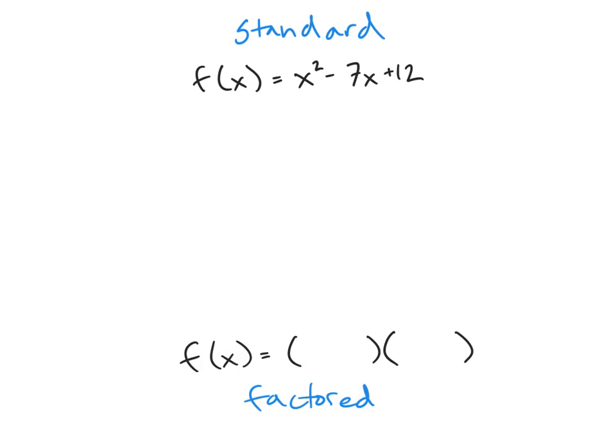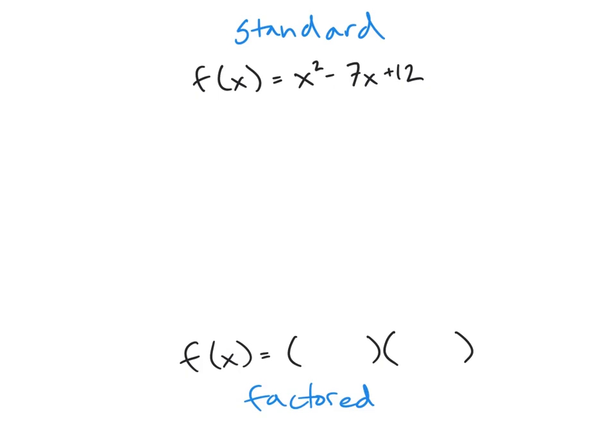Consider the function f(x) = x² − 7x + 12, which is a quadratic function in standard form. We want to factor it, which means turn it into a quadratic function in factored form. Down below, you see I've set up my parentheses, because in my head, I know that I want two expressions, each of which has two terms, x minus something or x plus something. How are we going to do this?